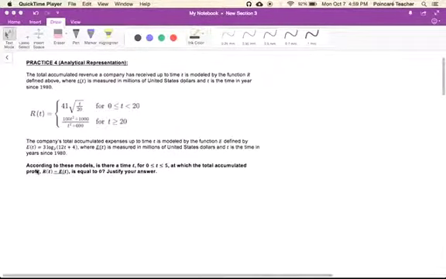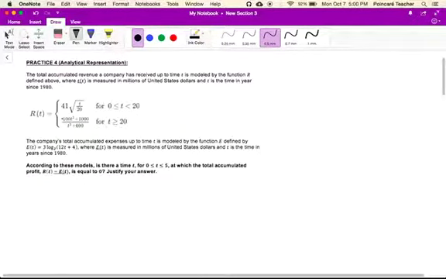So the question we're trying to answer here is: according to these models, is there a time t for t between 0 and 5 at which the total accumulated profit RT minus E of t is equal to 0? Justify your answer. So I talked about in class specifically about what function we're paying attention to. So the function that we're looking at here is the total cumulative profit, which is the difference between RT and E of t. What I said in class was to say that function is P of t.